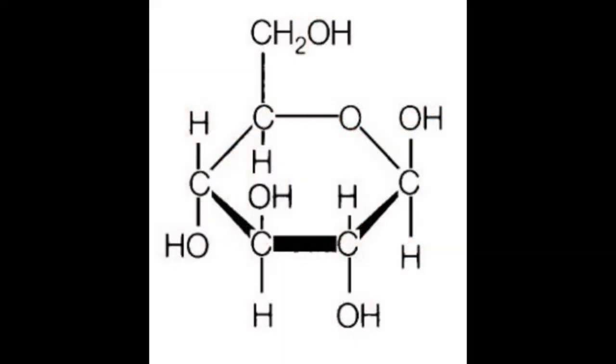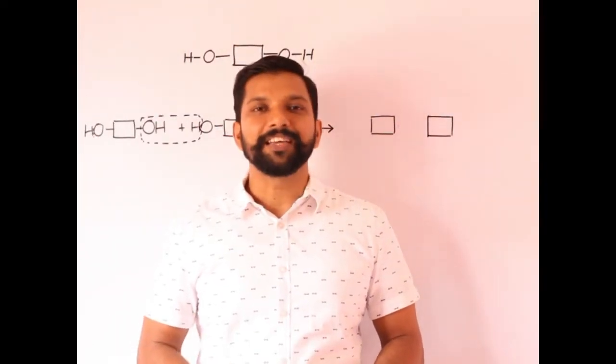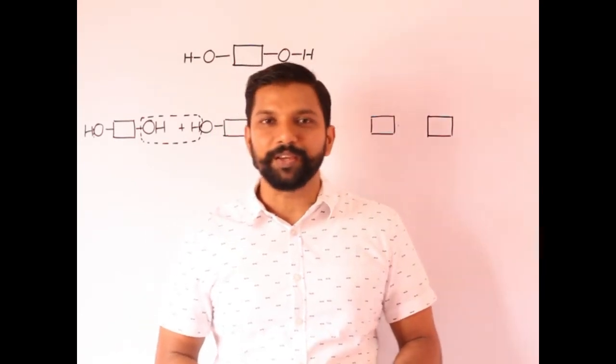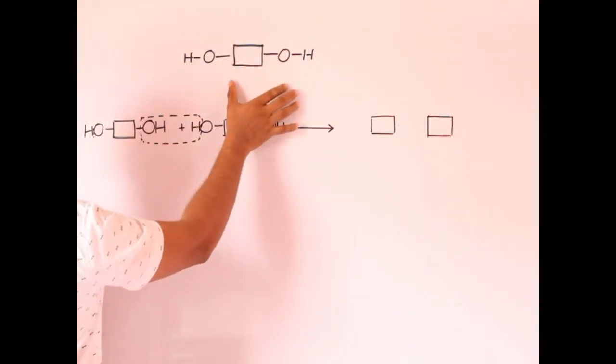Carbohydrates. Let's have a look at the structure of the glucose molecule, which is the building block of most of the carbohydrates. Glucose is a cyclic molecule with many hydroxyl groups. Let's simplify the structure of the glucose molecule. We only show two hydroxyl groups and the rest of the part as a box.